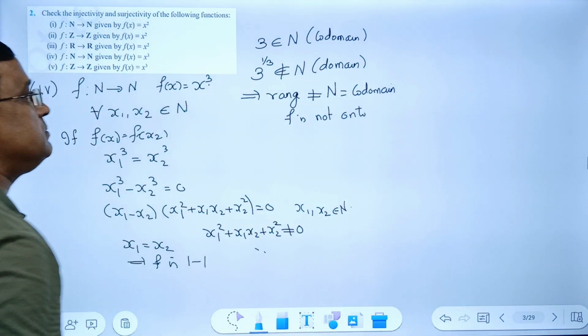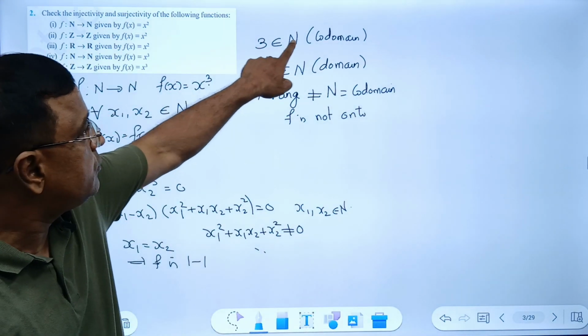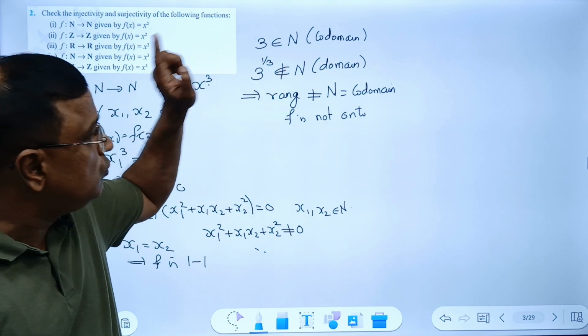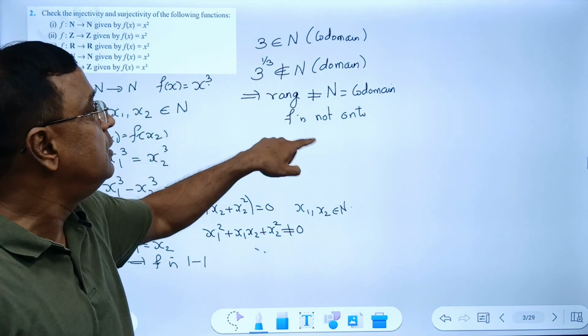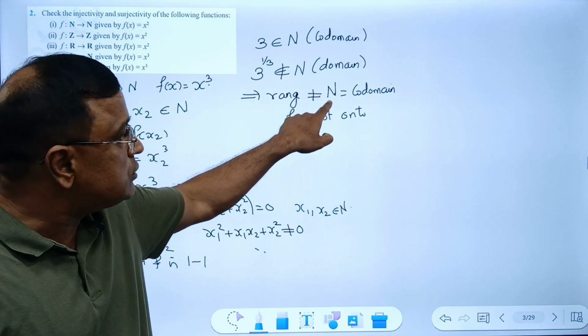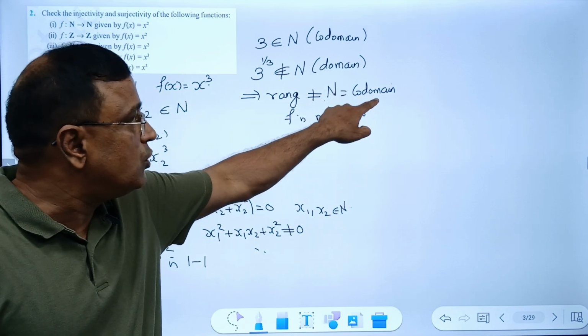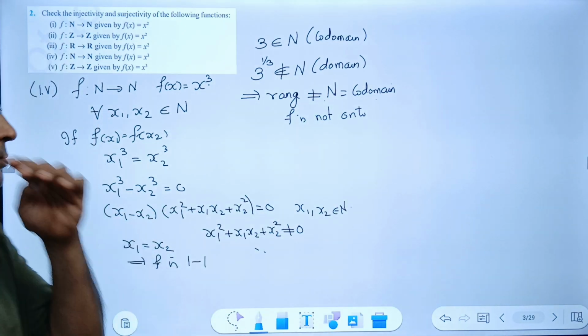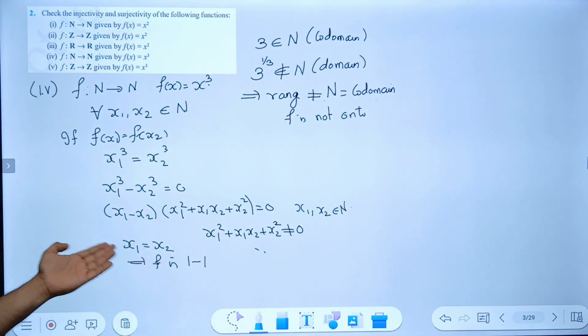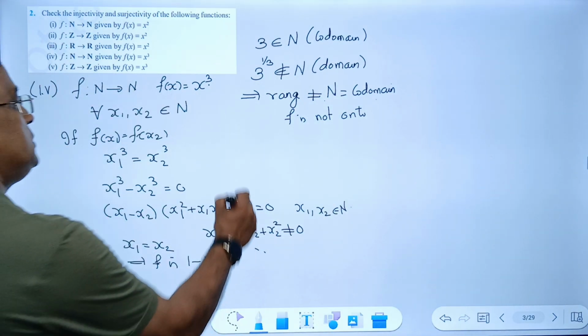See how nicely it comes? If you take 3 belonging to natural numbers, cube root of 3 is not an integer, not a natural number. So the range cannot be the natural numbers, and natural numbers are the codomain. So the range cannot be equal to the codomain. Therefore, f is not onto. So this is 1 to 1 but not onto. Now what's the fifth subdivision?